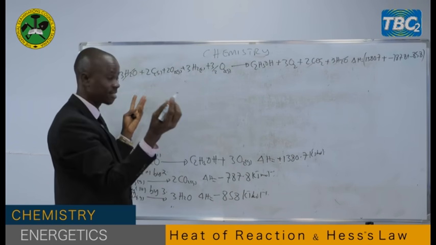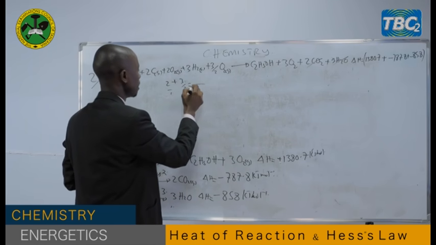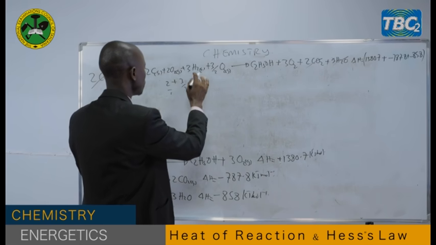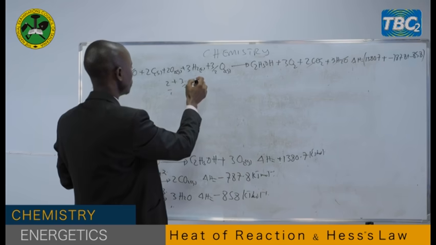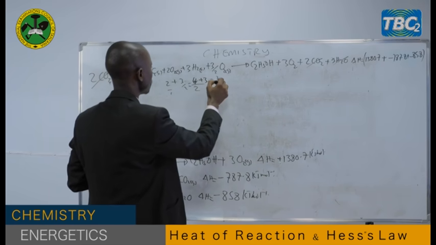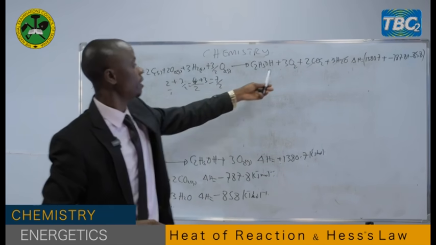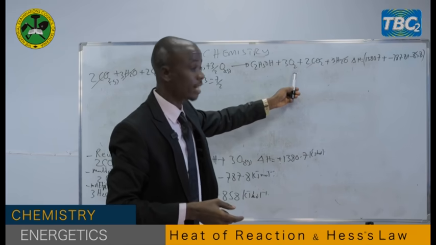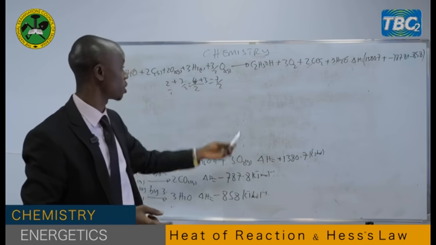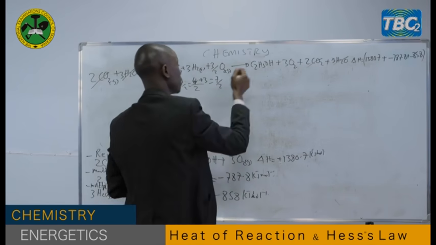So here, just simple mathematics: 2 plus 3/2. What are you going to get here? This is 4 plus 3, that means 7/2 oxygen. So we have 7/2, and in this case, we have 3/2 on the other side. That means 3 oxygen atoms must cancel out, because in the required equation we are going to remain with only ethyl alcohol. So you subtract these 3 from here.